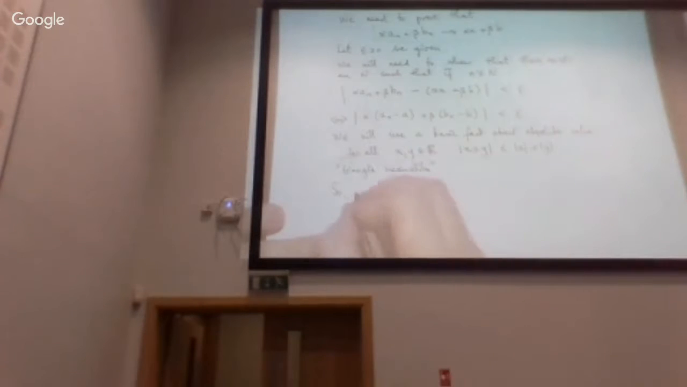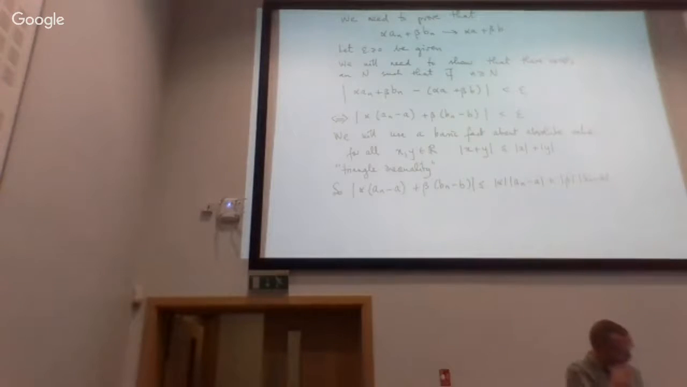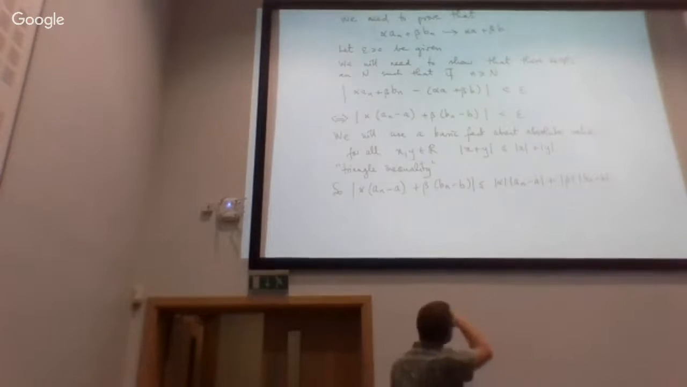So if I apply this triangle inequality to the absolute value that I'm looking at, I can say that it's less than or equal to the absolute value of alpha, and I don't know whether alpha is positive or negative, so I take its absolute value there, plus the absolute value of beta times the absolute value of bn minus b. So that's applying the triangle inequality.